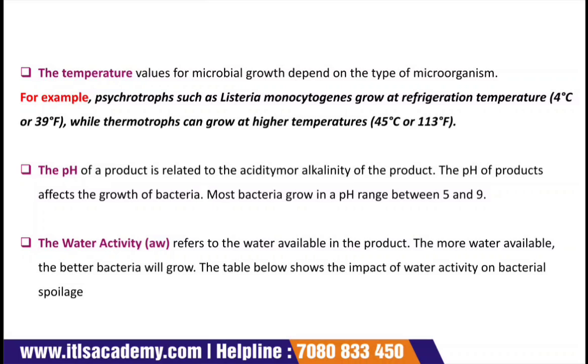Now coming to pH. The pH of the product is related to the acidity or alkalinity of the product, and it affects the growth of bacteria, because some bacteria can grow in the range of 5 to 9. Some can grow above that, and some can grow below that. Depending upon the type, they are also divided into categories: acidophiles, mesophiles.